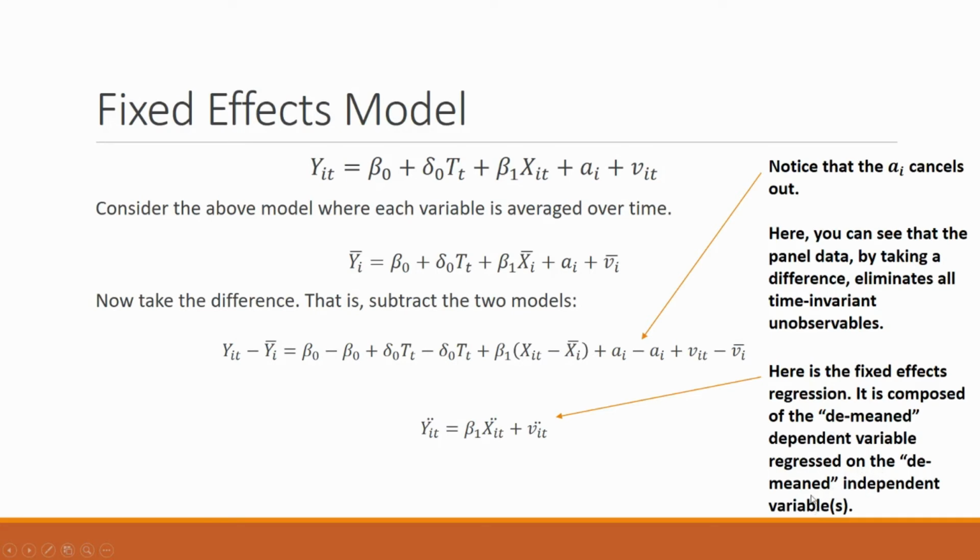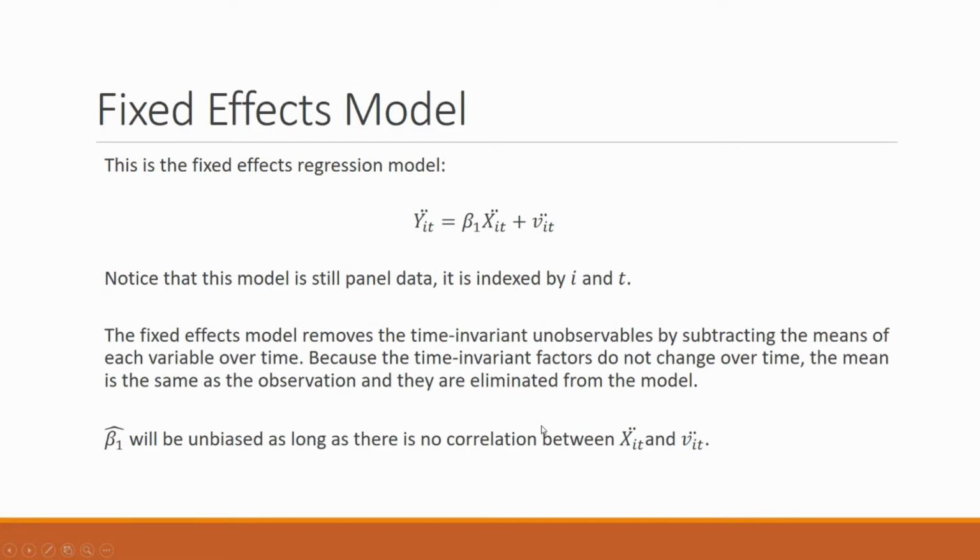What do I mean by d-meaned? I mean the dependent variable minus the average across time. So we are removing the mean. We're removing the average. And so that's why we're calling it d-meaned. The d-meaned dependent variable and the d-meaned independent variable and the d-meaned error term. So this is the fixed effects regression model. Notice that this model is still panel data. It is indexed by I and T.